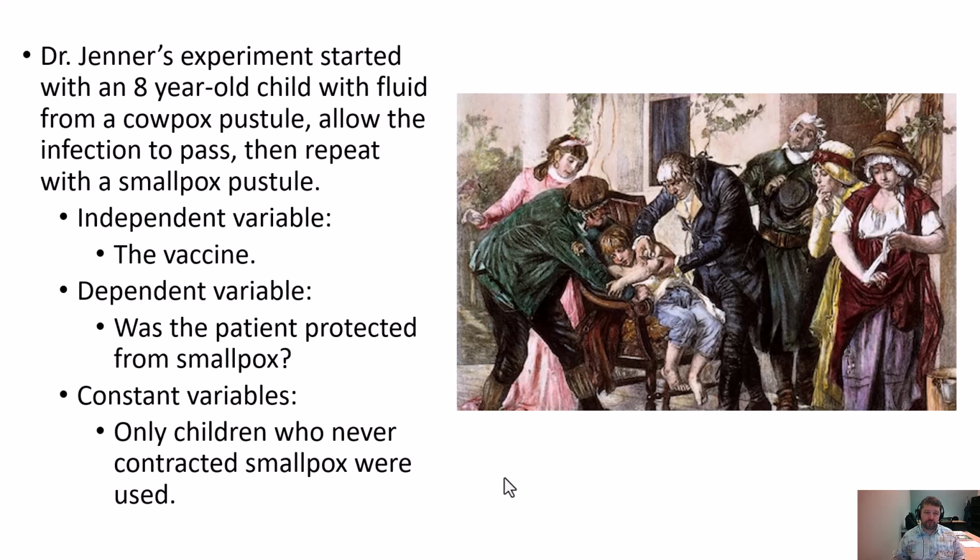Okay, so remember, the independent variable in this case is the vaccine. The dependent variable is whether or not the child or the patient is protected from smallpox. And really he didn't have much of a control because he only had a sample size of 1. So let's continue his research, and see what he found.